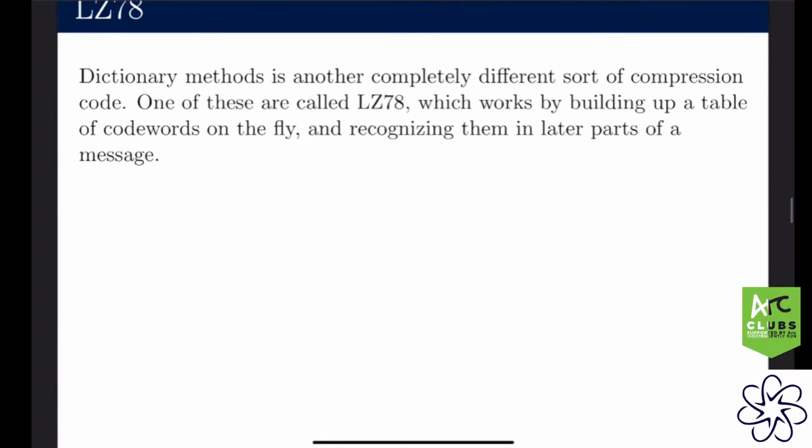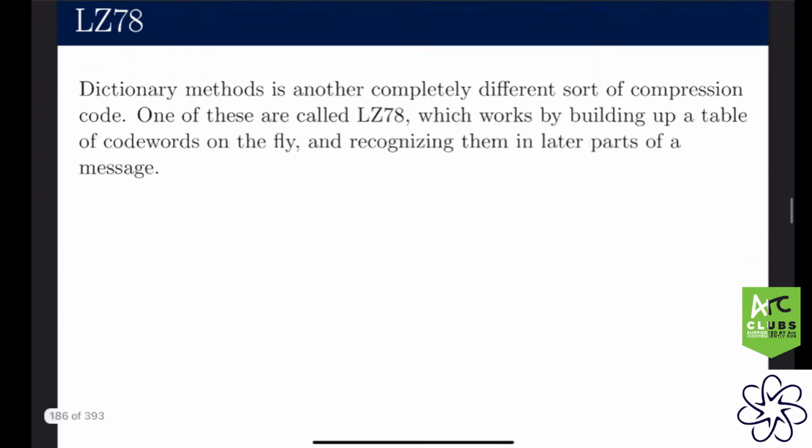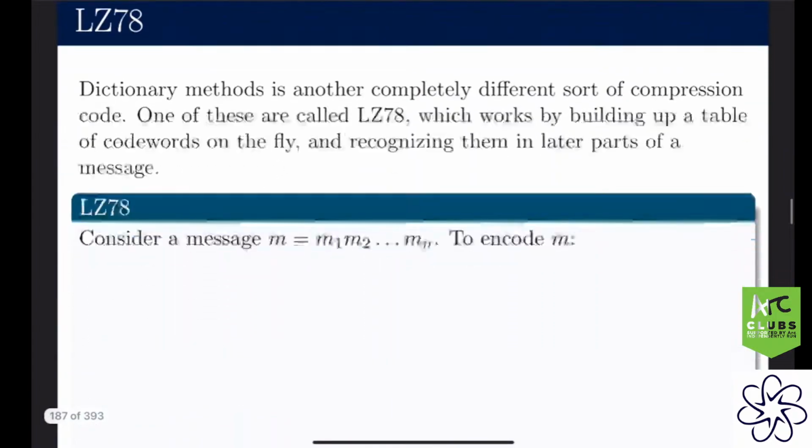The last bit is going to be LZ78, and hey, it's 1:50. This will take about 10 minutes. We're right on time. All right. So, LZ78 is a dictionary method, which basically means that we encode and decode by building up dictionaries. Very different to what we've done before.